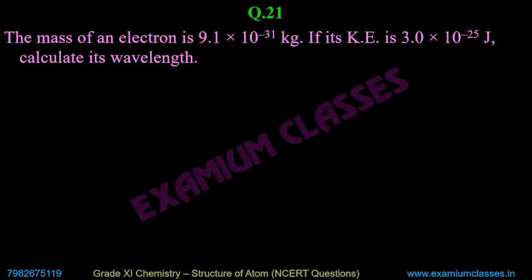Next question: the mass of an electron is 9.1 into 10 power minus 31 grams. Even if it is not given, you know that. If its kinetic energy is given, calculate its wavelength. Yes, Arna, you have raised your hand.